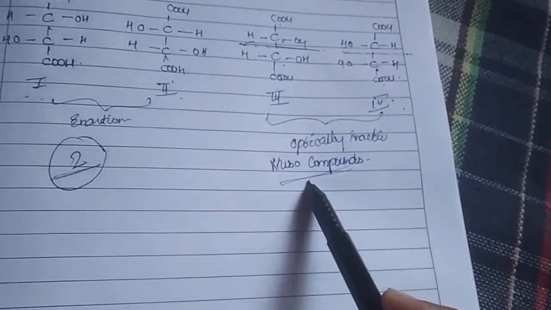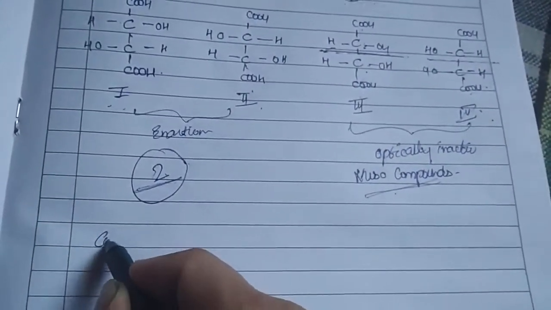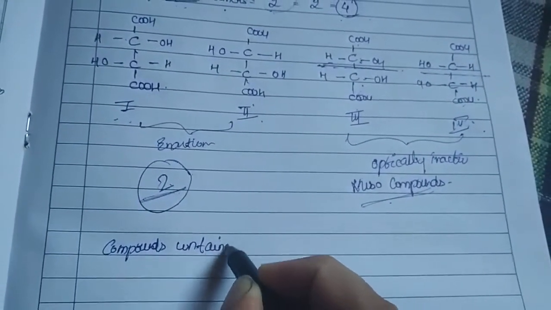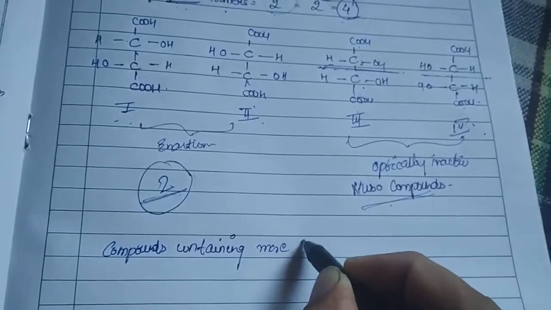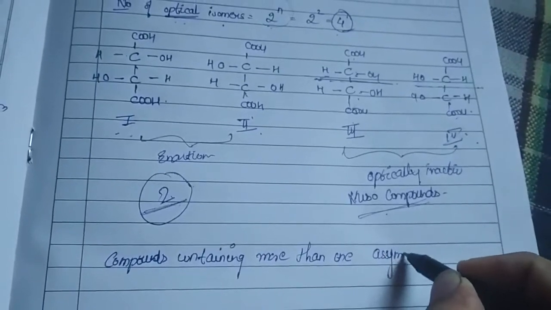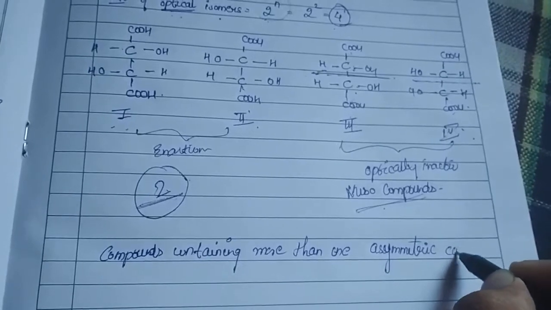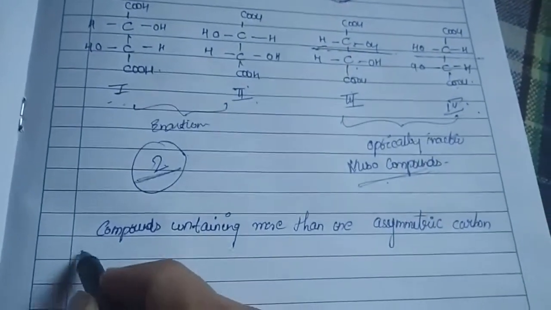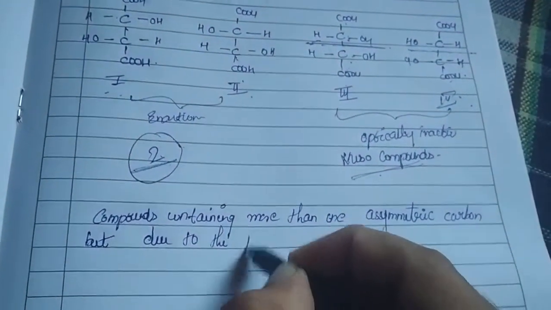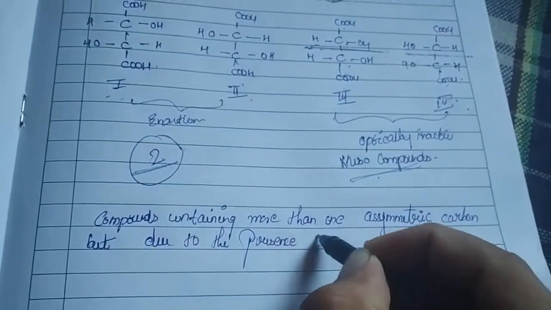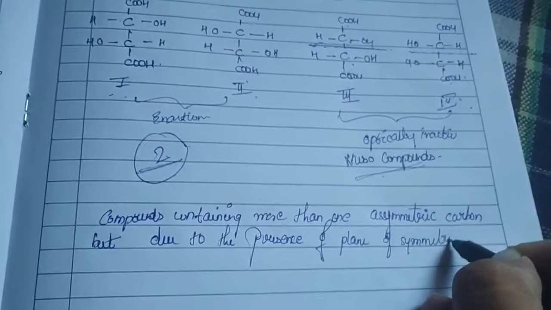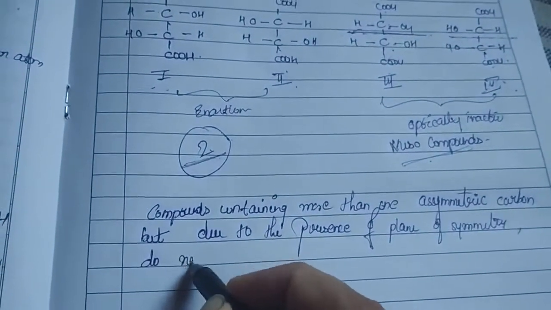Then how can we define these meso compounds? Remember, the compounds containing more than one asymmetric carbon, yes, but due to the presence of plane of symmetry, what you can say, they do not show optical activity.